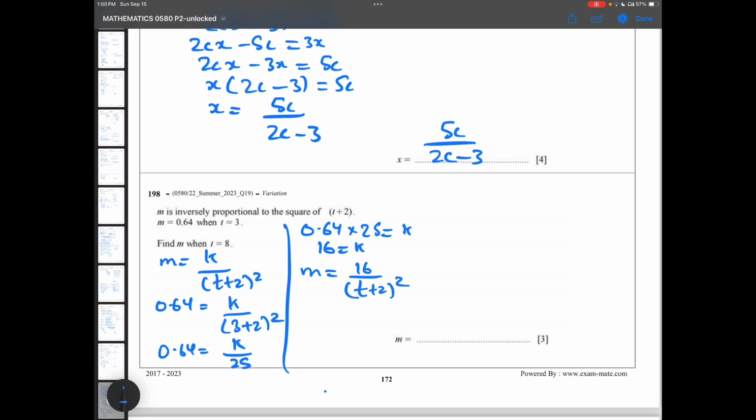We have to find the m. T has been given to us. So m is equal to, t is 8 now. M is equal to 16 upon, in place of t I wrote 8 plus 2 whole square. So m is equal to 16 upon 10 square. M is equal to 16 upon 100. M is equal to 0.16.